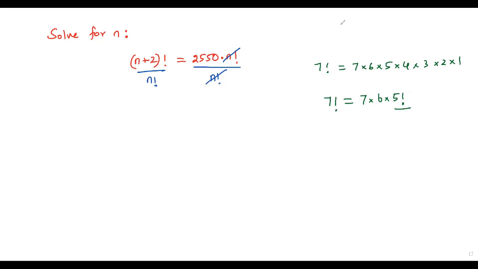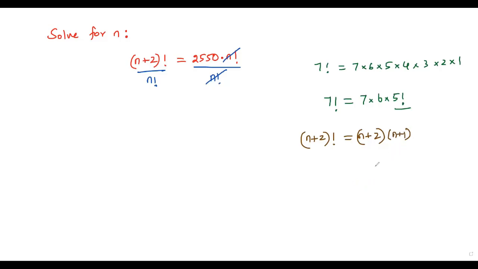Here, if I want to expand the factorial of n plus 2 factorial, what should I do? First I have to write n plus 2. What should be the next number? When I expand 7 factorial, first I write 7. The next number is 1 less than the first number. So here also the next number has to be 1 less than this number. So n plus 2 minus 1, the simplification of this is just n plus 1.